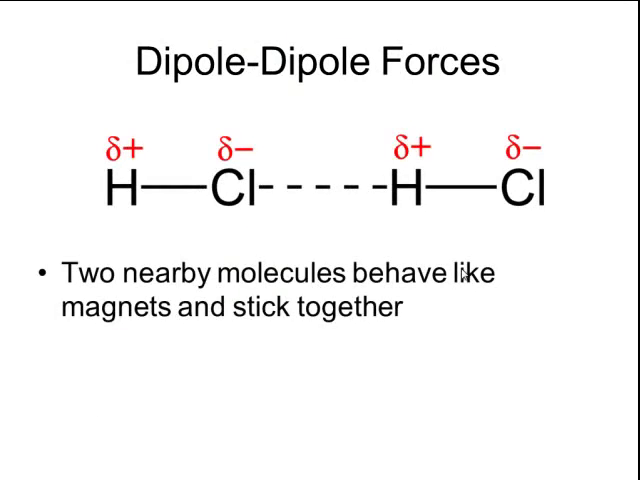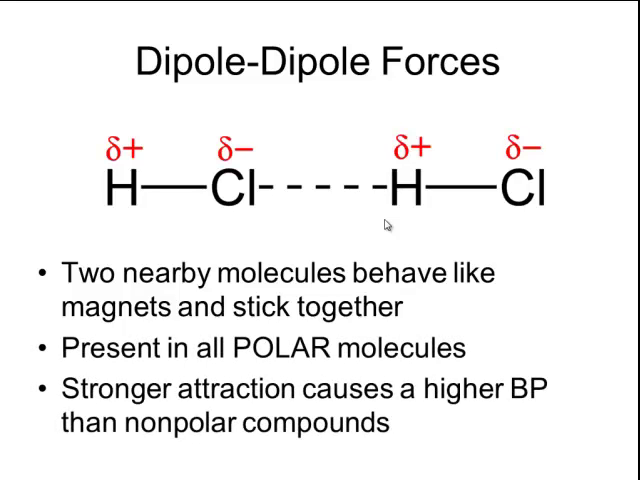The second type of intermolecular force is called a dipole-dipole force. The word dipole means that you have a molecule that has two partially charged poles. A partial positive pole, which is represented by this lowercase delta and a plus sign, and a partial negative pole, which is represented by a negative sign. These partial charges cause that hydrogen chloride molecule to behave like a magnet, where the hydrogen chloride on the left will be attracted to the hydrogen chloride on the right through an intermolecular force between the positive and negative poles of each molecule.